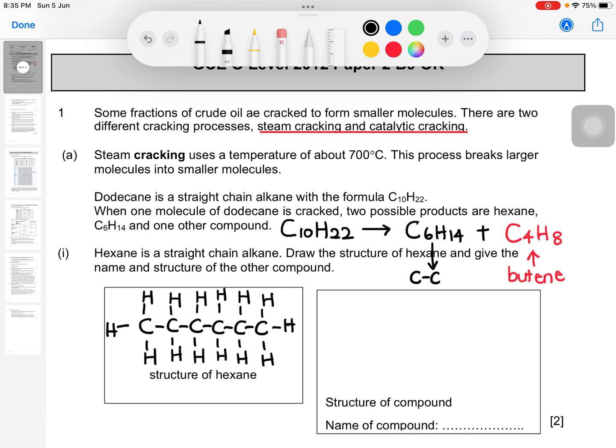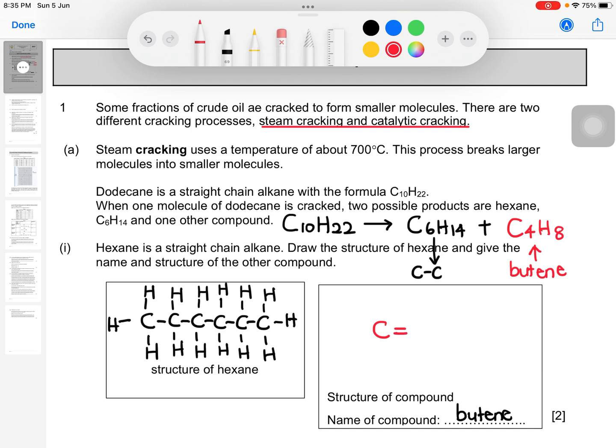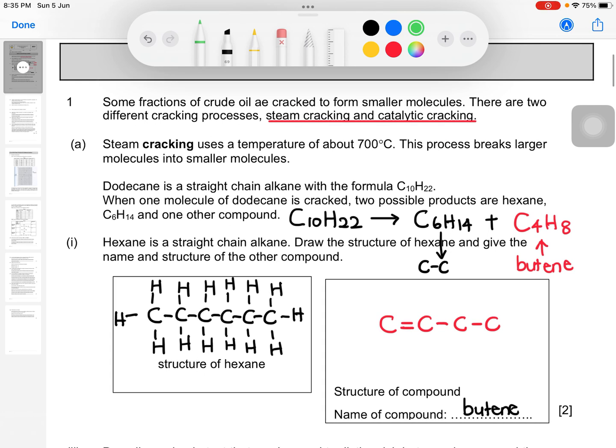The name of the other compound, as we have mentioned just now, is butene. Butene belongs to the homologous series of alkene. So it has a carbon to carbon double bond for one of the bonds, then for the remaining you add hydrogen. Do take note that every carbon can only form 4 covalent bonds. 1, 2, 3, so I can add one more. 1, 2, I can add 2 more. So this is the structure of butene.